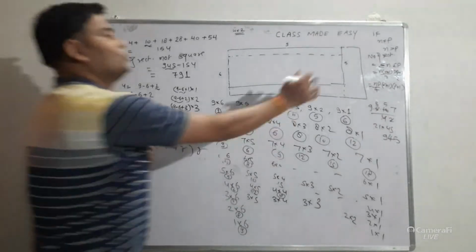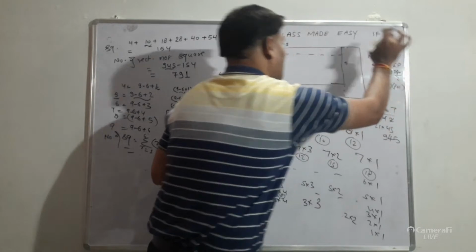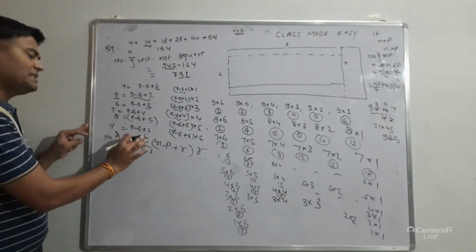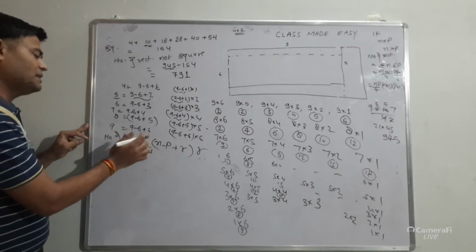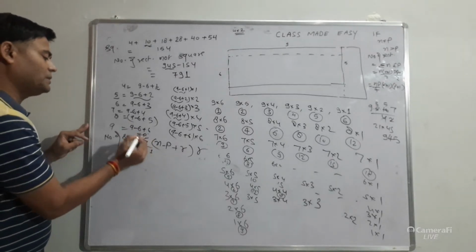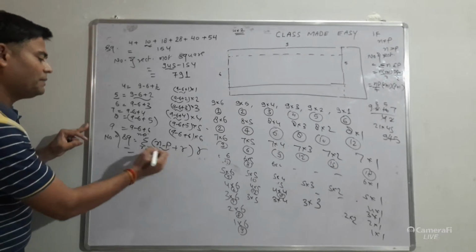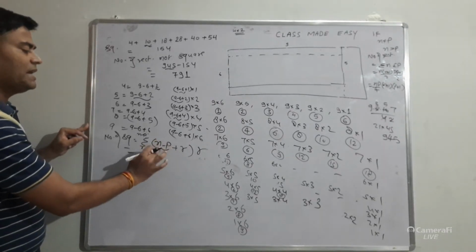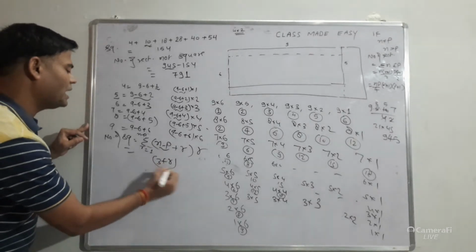Maximum r is from 1 to 6. See this, 1 to 6. 6 is n minus p. Only n minus p is the maximum. So n minus p is fixed. You can write this as 9 minus 6, 9 minus 6 is 3, plus r into r.